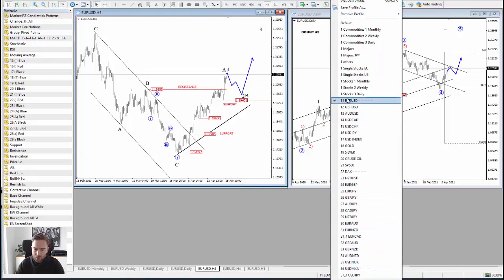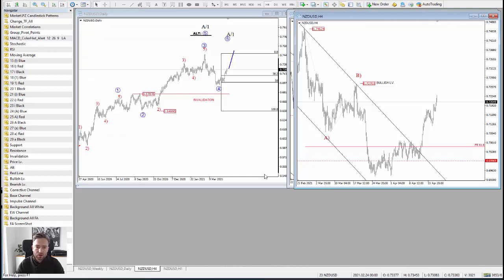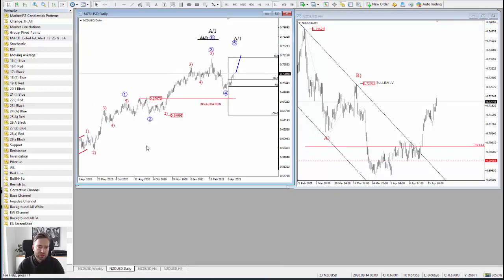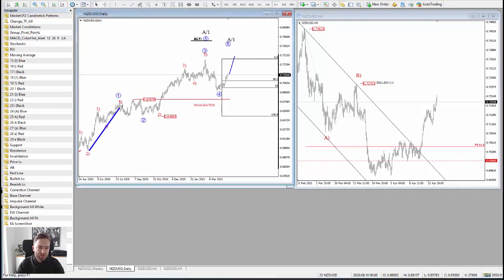Now let's take a look also at the New Zealand dollar. New Zealand dollar also made a very nice bounce recently. What we are looking at firstly on a daily chart is an incomplete 5-wave sequence that can take us back to the highs here of 2021. Why? Because the drop here was made by 3 waves.